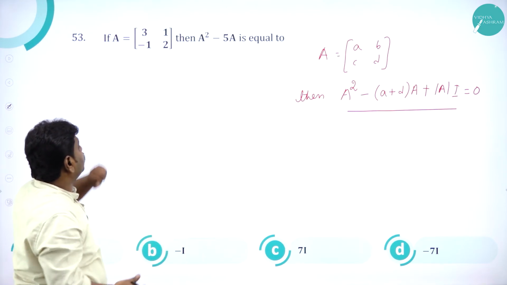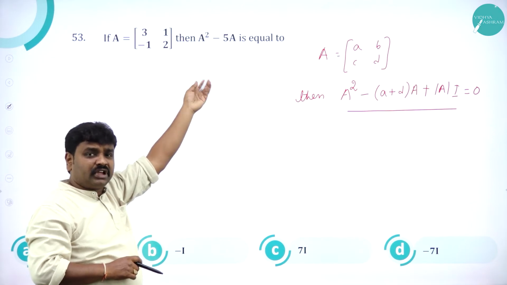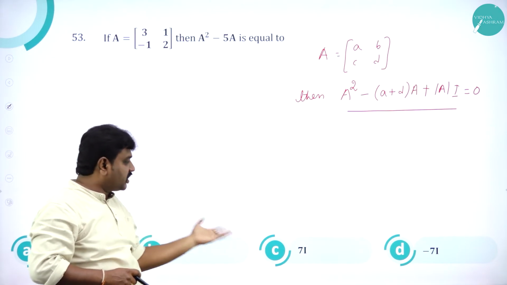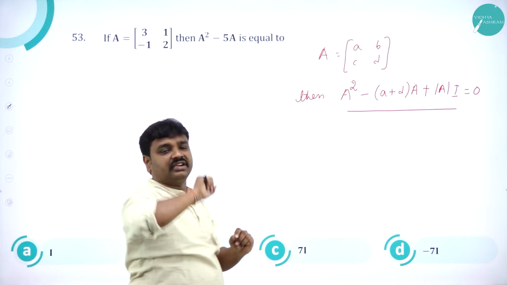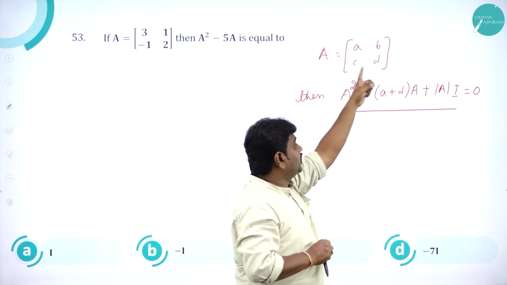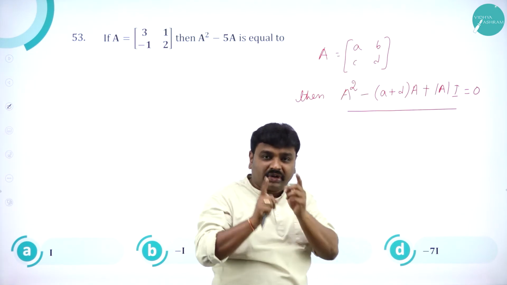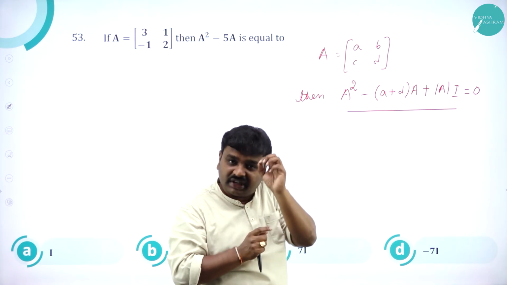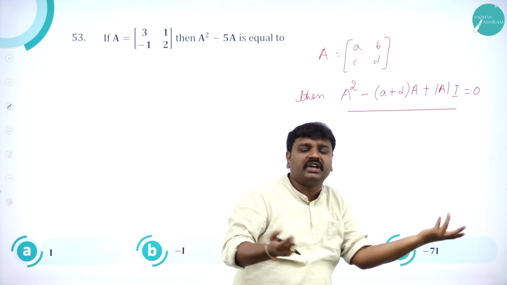So see, they want A square minus 5A, means find A into A, then find 5A, then you subtract. It will take a lot of time. Writing the characteristic equation takes just 5 seconds. What is the characteristic equation? A square minus sum of the diagonals into A plus determinant A into I. Remember it: for 2x2, A square minus sum of the diagonals into A plus determinant A into I is 0.